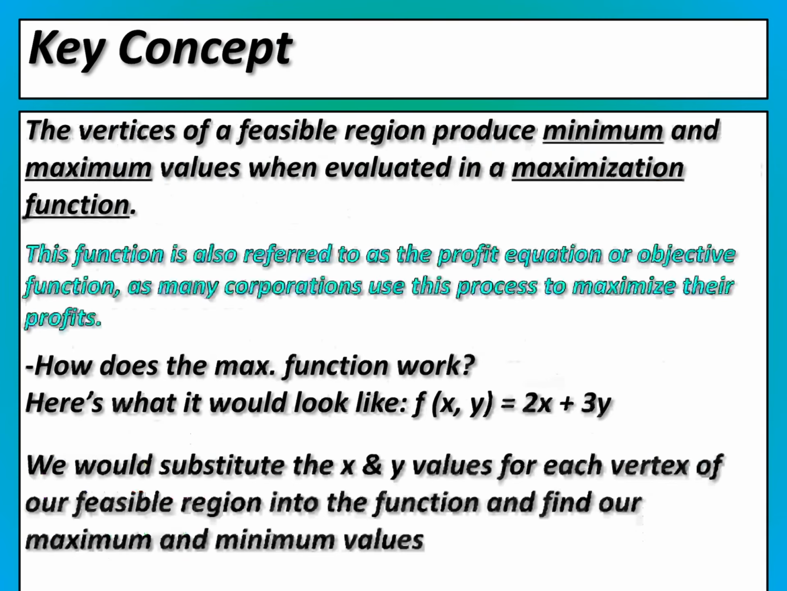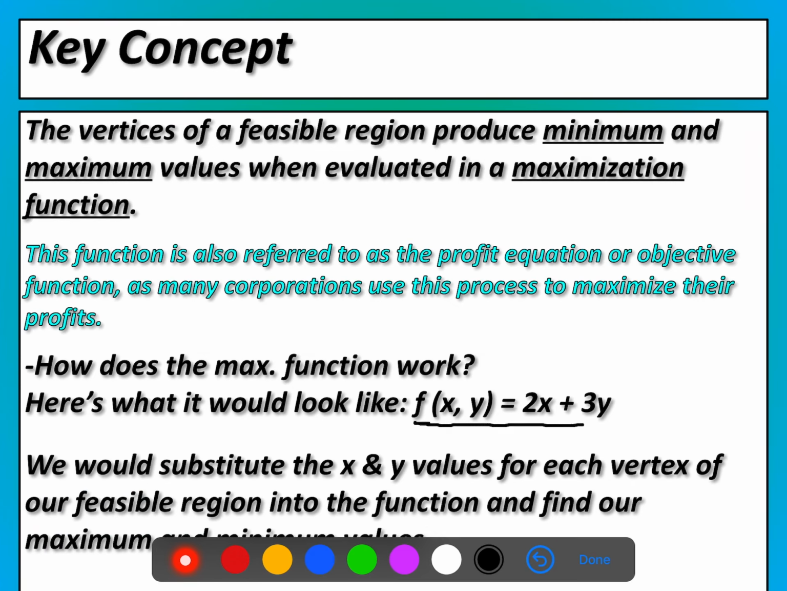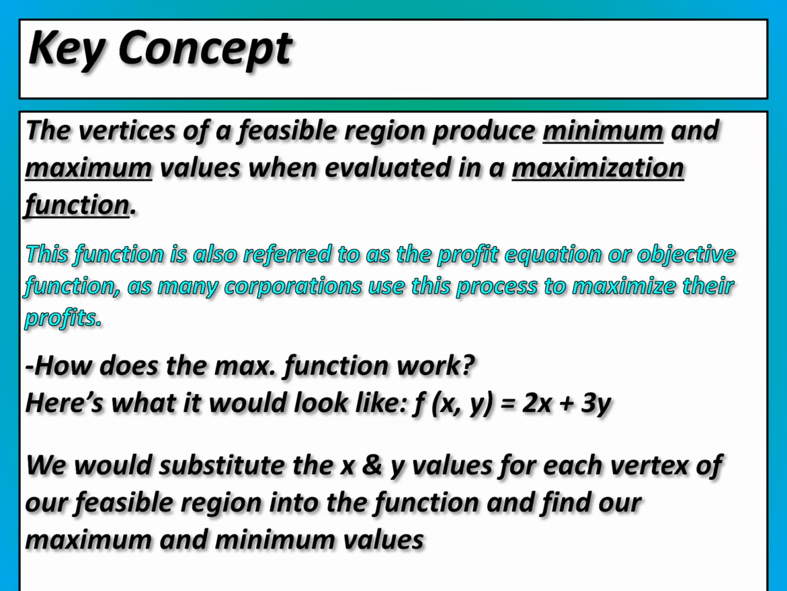So how does the maximization function work? It's going to use function notation, and you can see here that it's going to be a function of x and y. That's why it says f of x and y, because we are evaluating an ordered pair which has an x coordinate and a y coordinate. The way that we evaluate that is by substituting the x and the y values from each vertex into the maximization function.